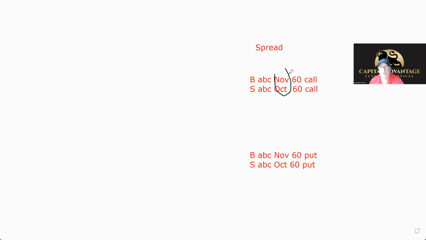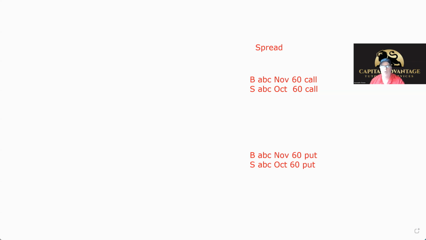If the months are different and the strikes are the same, you're going to say, oh, what's different? The months are different. That's a calendar or a horizontal. As long as the strikes are the same and the months are different, it's a horizontal. If the strikes are different and the months are the same, it's vertical.